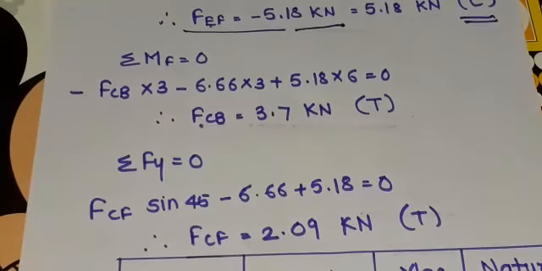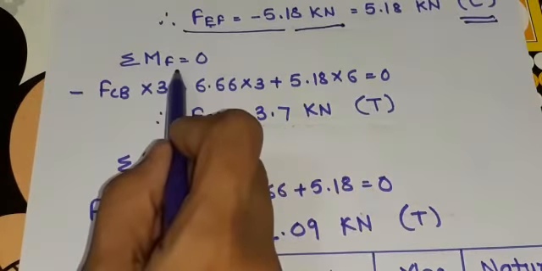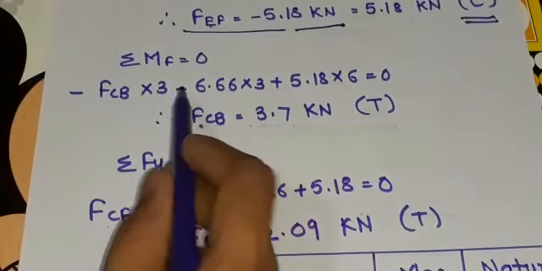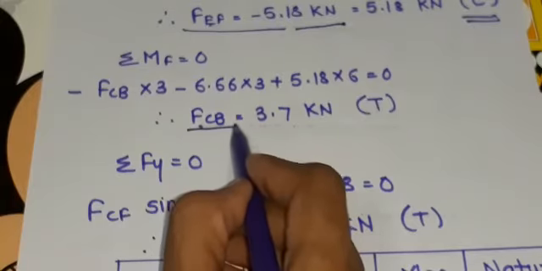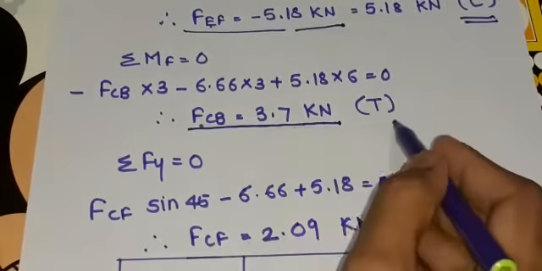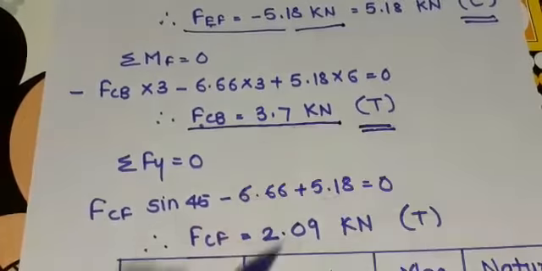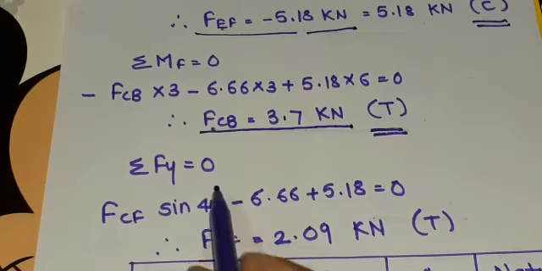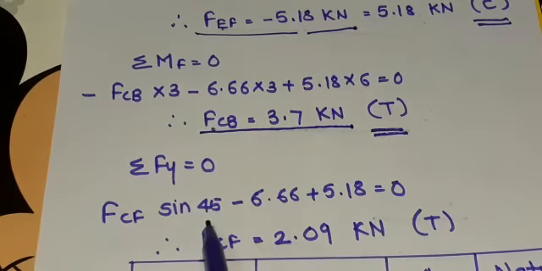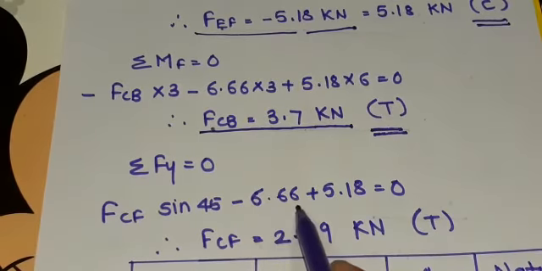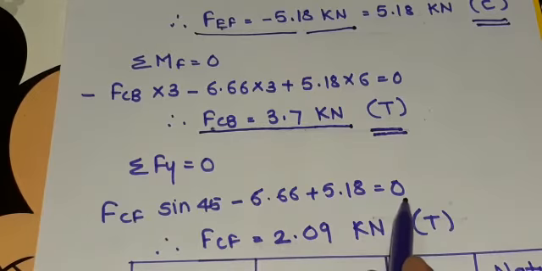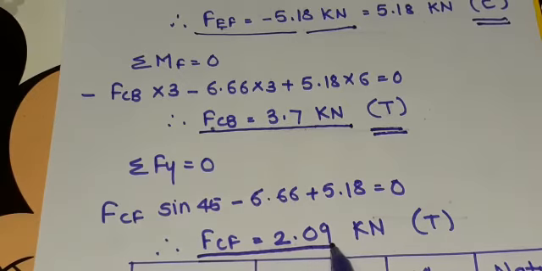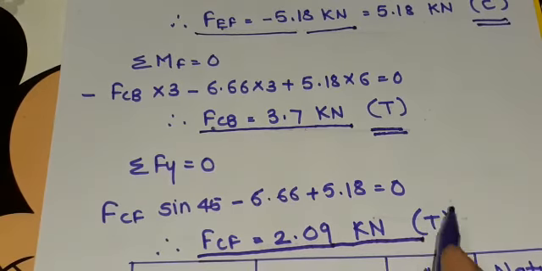Then apply another condition: summation of moment about point F is equal to 0. Applying this equation, you will get the value of FCB equal to 3.7 kilonewton having nature tension. Then apply another condition, summation of Fy is equal to 0. You will get the equation FCF sin 45 minus 6.66 plus 5.18 is equal to 0, and from this you will get the value of FCF equal to 2.09 kilonewton tension in nature.